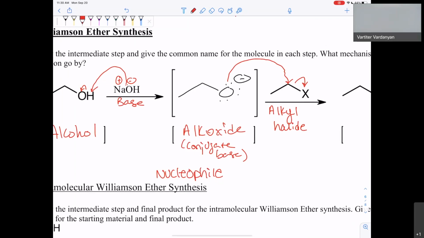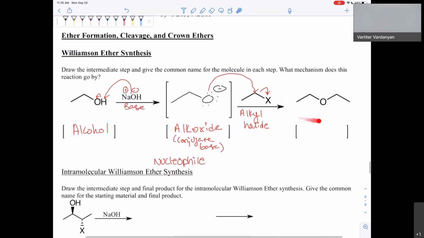So once this oxygen attacks this carbon, we kick off the halogen. We get a what? Yay! Woohoo! You did a reaction. How do we feel? Okay. So anytime you see an alcohol with a base, you make an alkoxide, and if you have an alkyl halide, you are going to do an SN2.